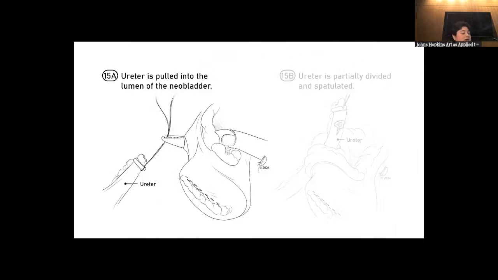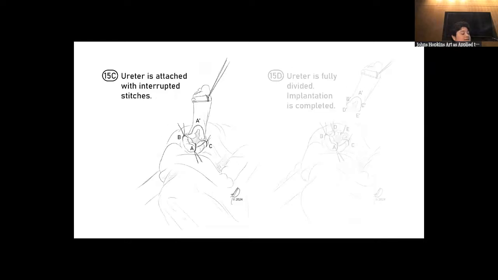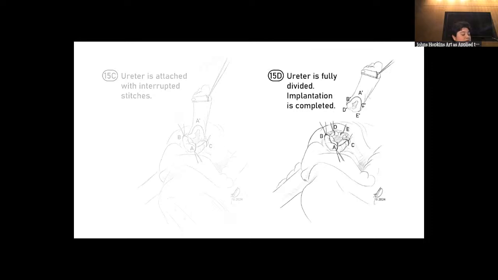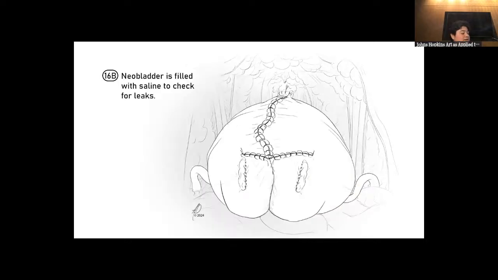The ureters are brought into the lumen of the neobladder, partially divided, leaving a mobilization tab on the posterior side, and spatulated. The anterior ureter is sutured with interrupted sutures, then the mobilization tab is removed and the posterior ureter is sutured similarly. With the ureters implanted bilaterally, the rest of the anterior neobladder is closed horizontally, starting laterally and progressing medial. The completed neobladder is filled with saline to check for leaks before final closure.